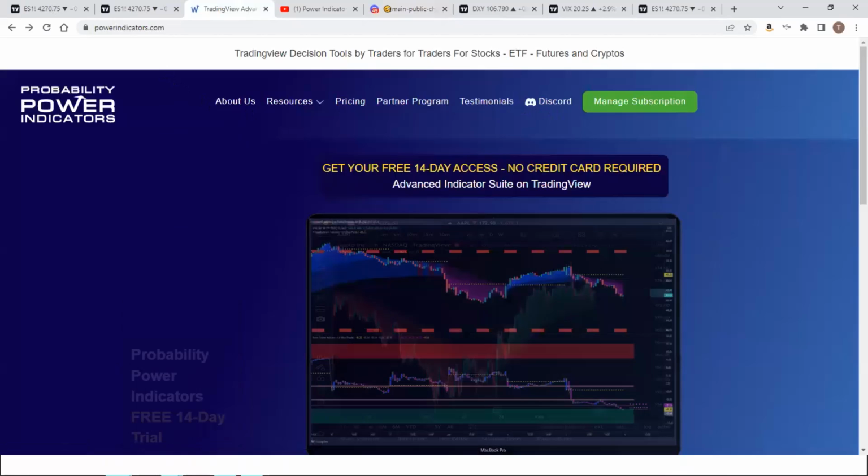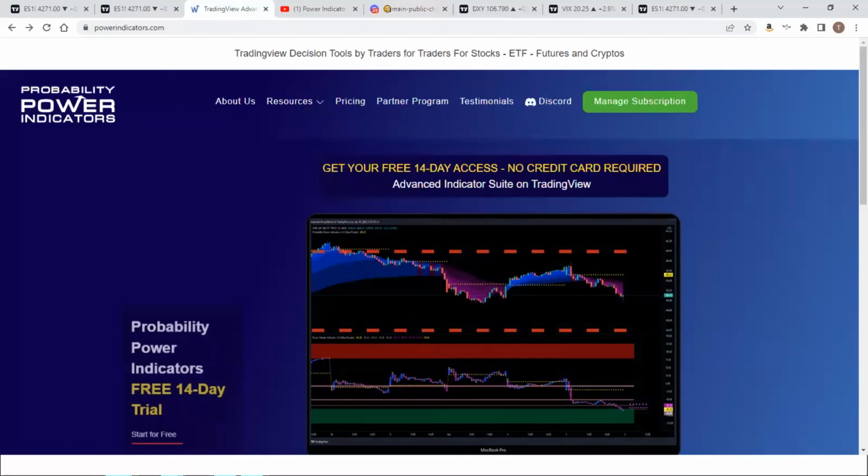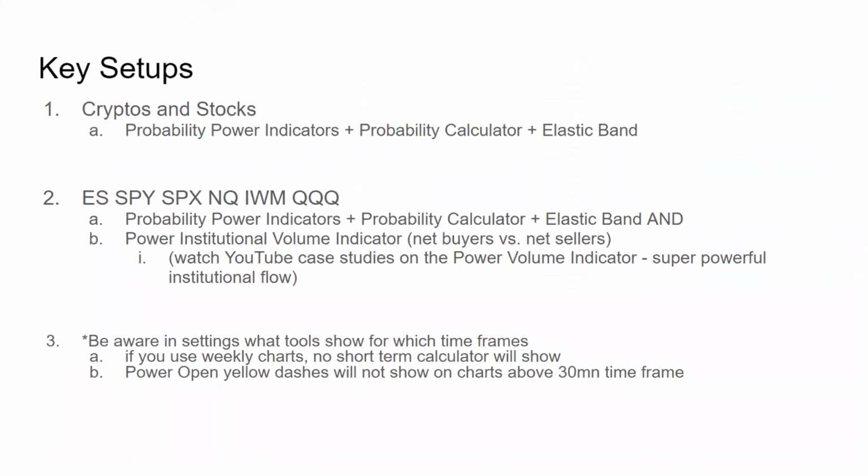So back to my presentation here. All right, and then the last note on this slide here, be aware in settings, as I discussed before, what tools show for which time frames. So again, the power open yellow dashes will not show on charts above a 30-minute time frame. Also, if you use weekly charts, no short-term calculator is going to show. So again, just be aware that there are some indicators that only show on certain charts under certain time frames.